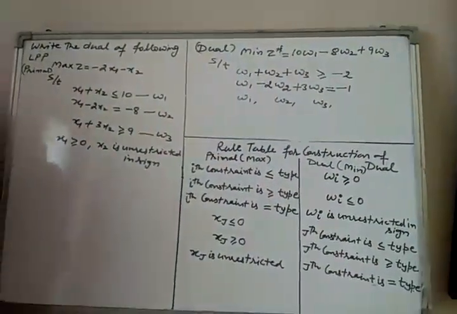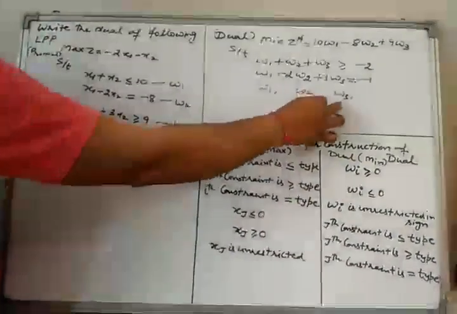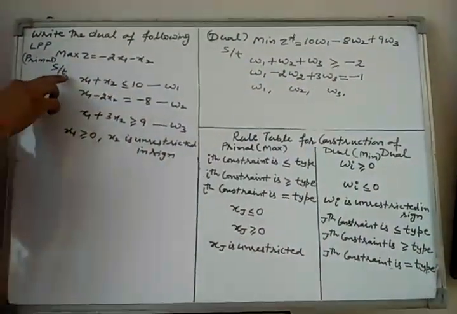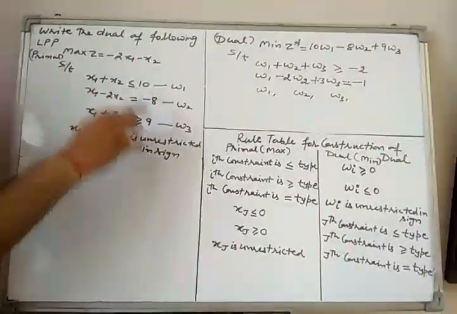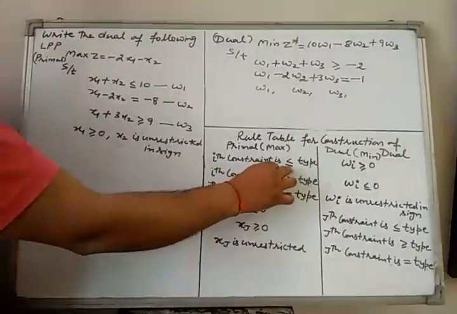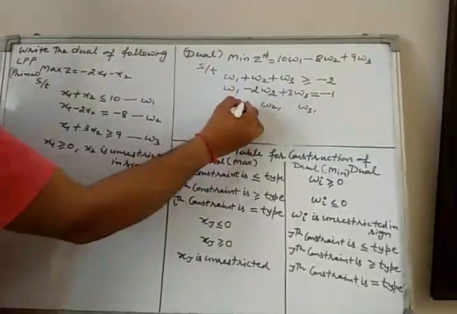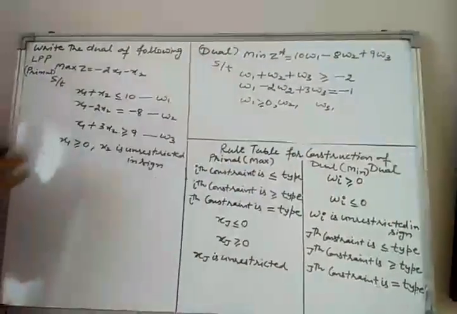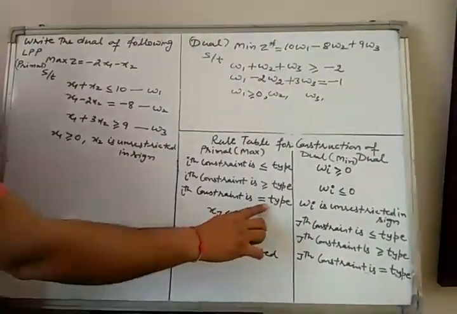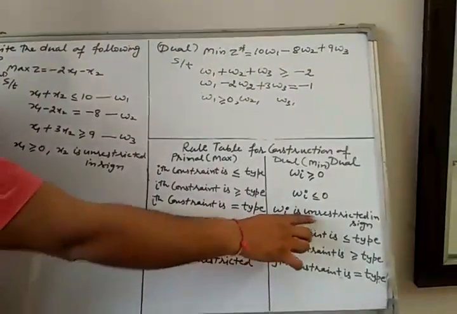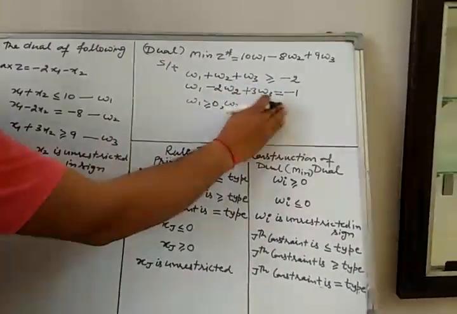Now we decide the signs of the dual variables. The sign of dual variables can be decided with the help of primal constraints. The first primal constraint is of less than equal to type. If a primal constraint is of less than equal to type, then the dual variable is greater than equal to 0. Therefore, W1 is greater than equal to 0. The second primal constraint is of equality type. If a primal constraint is of equality type, then the dual variable is unrestricted in sign. Therefore, W2 is unrestricted in sign.